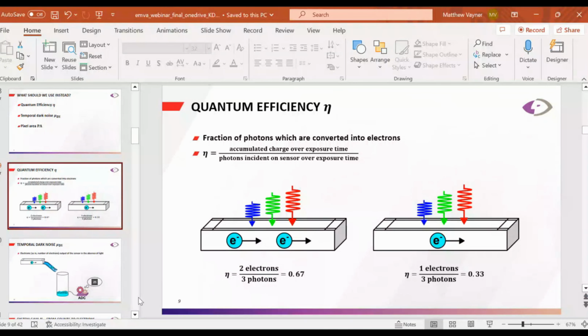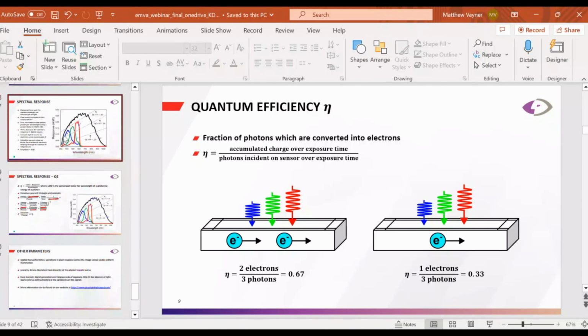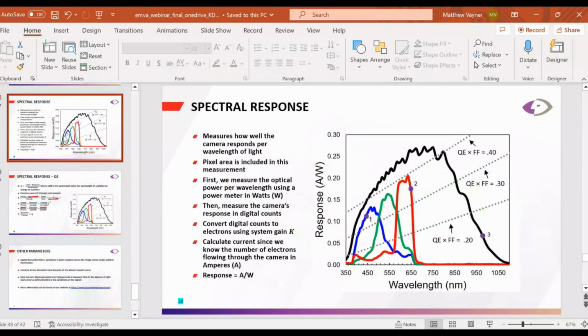Are there existing SNR calculators that help in comparing cameras of different vendors to our sensors, essentially? So, yeah. Unfortunately, there are none that we're aware of at this time.